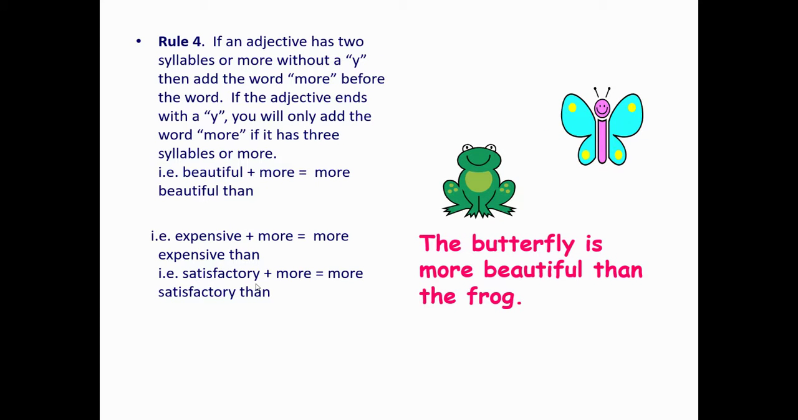Now, if you have a really long adjective, if it has 2 syllables or more, but doesn't have a Y at the end, or if it ends in a Y, but it has 3 or more syllables, so basically a really long adjective, you're going to put more in front of it. We don't say beautifuler or expensiver or satisfactorier. Can you imagine? That's 5 syllables. Holy cow. We put more in front of it. Oh, it's more beautiful than ever. Oh, that's more expensive than last time. Okay? So those really long adjectives get more in front of them instead of adding an ER.